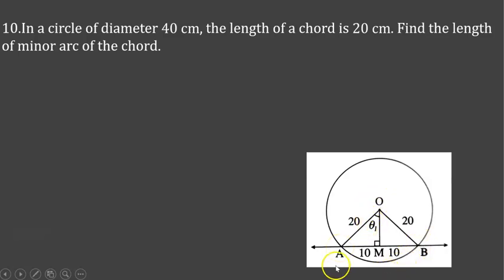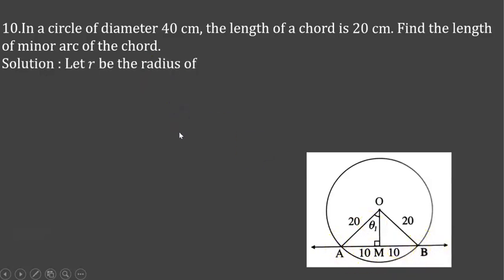Now the triangle AMO is a right angle triangle. Here the hypotenuse is 20 and AM is 10. Therefore the measure of this angle theta is equal to 30 degrees by the 30-60-90 degree theorem. As this is 30, this must also be 30. Therefore the measure of angle AOB is 60 degrees, and we know the radius of this circle, that is 20, and using this we will find the measure of this minor arc AB.